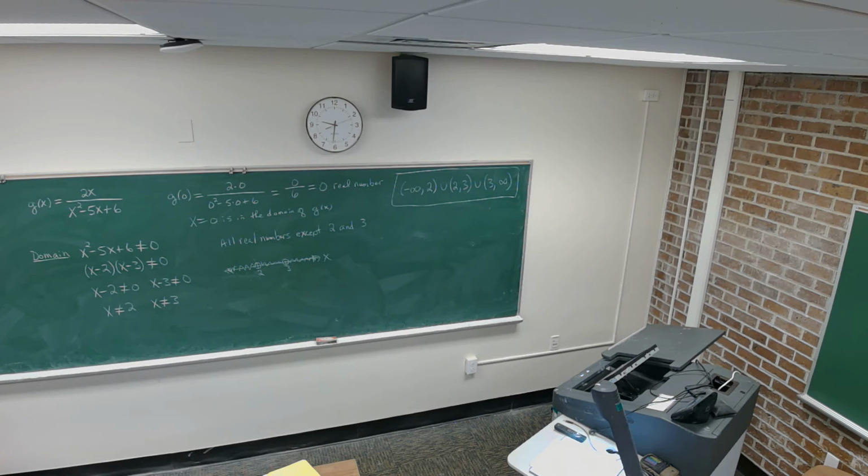And similarly for x equals 3, put in 3 in the right-hand side of the function. The numerator is equal to 6. And applying PEMDAS to the denominator, you get 0 again. And 6 divided by 0 is undefined. So the function is undefined if x is equal to 2 or if x is equal to 3. That's why those two numbers are not in the domain.